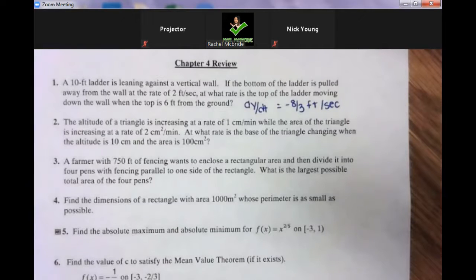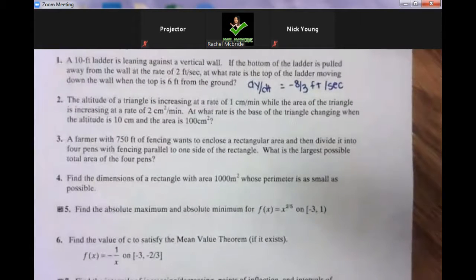Yes. So, if I wrote that as a sentence, I would say the top of the ladder is moving down the wall at a rate of 8/3 feet per second. So the minute I say down the wall, that implies the negative.